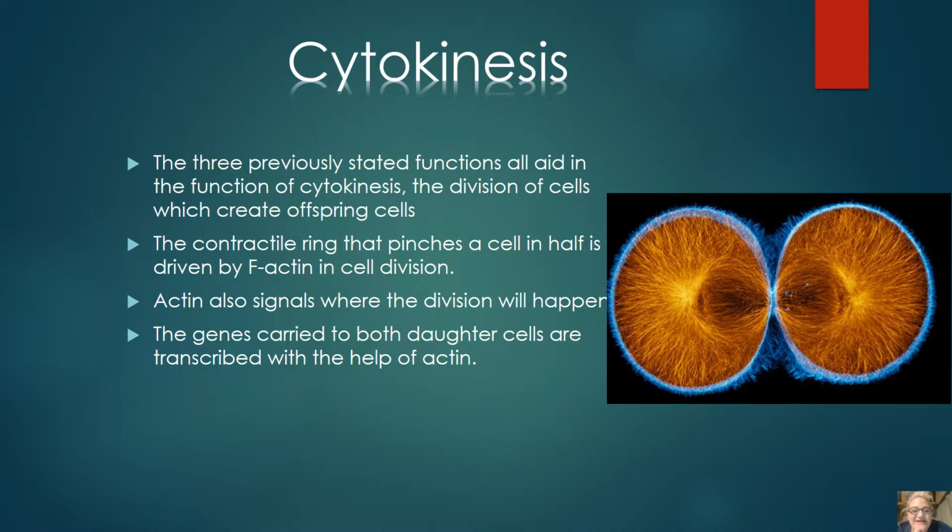On this next slide, we see cytokinesis. Cytokinesis is kind of like all three of these previously stated functions put together. It divides the cell with the contractile ring that pinches a cell in half, driven by F-actin. It also signals where the division is going to happen, and it carries genes into both daughter cells. Whichever genes go into which daughter cells is driven by actin.